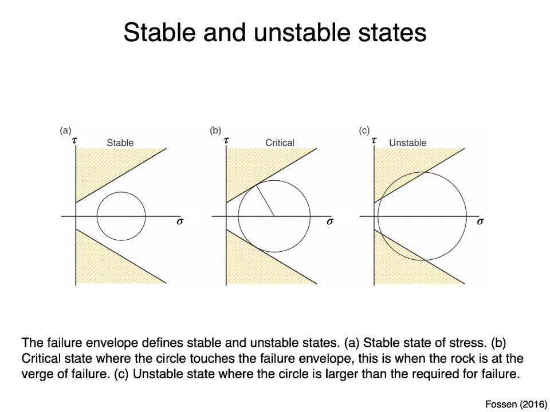A is a stable state of stress where the Mohr circle is inside the envelope. B is a critical state where the circle touches the failure envelope, this is when the rock fails. C is an unstable state of stress, where the circle is larger than the required circle for failure. This state of stress is not possible.